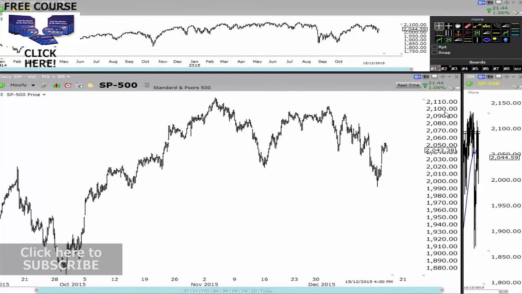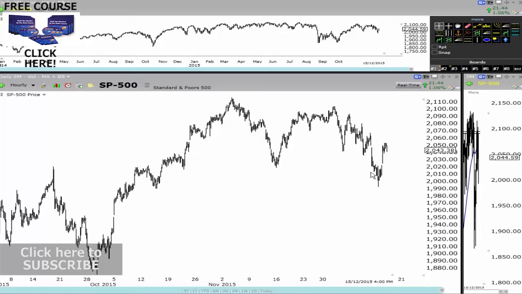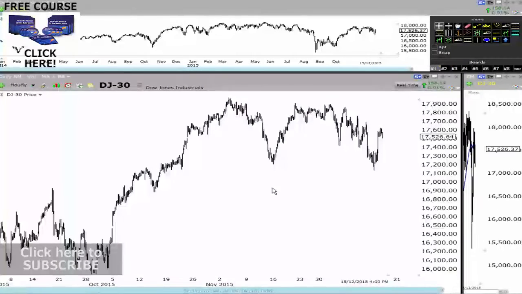Let me move everything up the screen. It's starting to roll over, creating these lower peaks, lower troughs. Now, if we do run up and create a higher peak and then a higher trough on this hourly chart, then we're likely to start to move back to the high side. But we are starting to shift the momentum, and the momentum is shifting down. Let's have a look at the Dow Jones. The Dow Jones is doing the exact same thing. So we're starting to shift the momentum, especially on the short term, of going down.